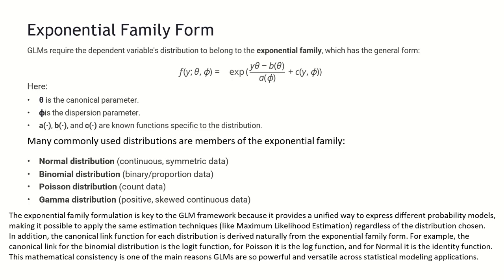for skewed positive data. The beauty of this framework is that it allows us to apply the same estimation techniques, such as the maximum likelihood estimation, across different data types. Moreover, each distribution has a naturally associated canonical link function, which simplifies variance structure and improves efficiency. This is one of the key reasons why GLMs are widely applicable across statistics and data science.